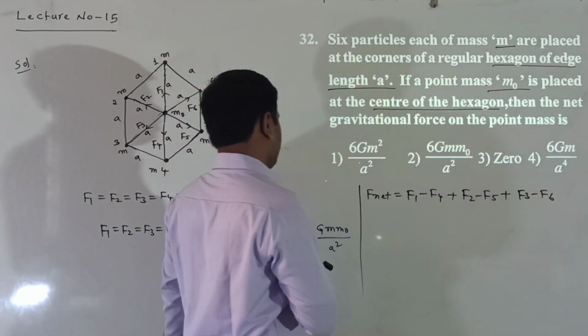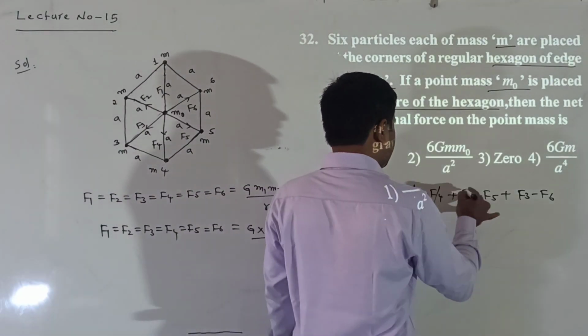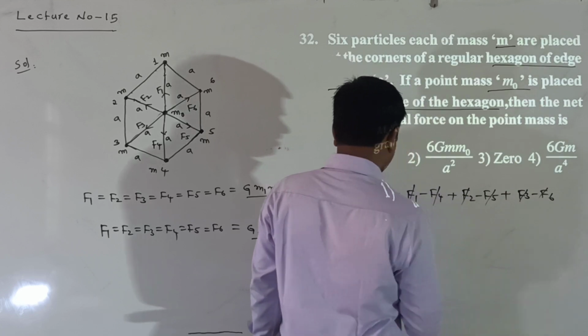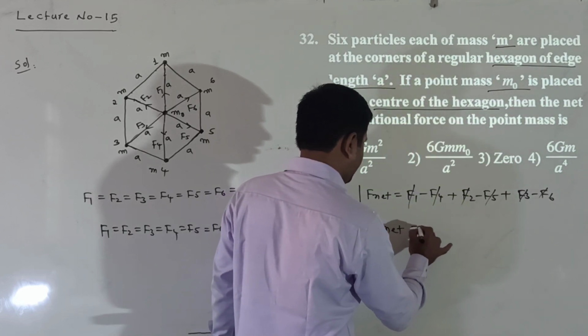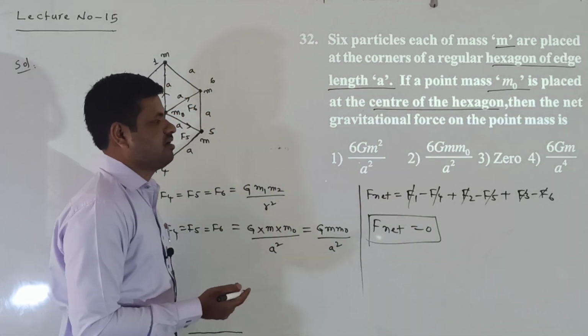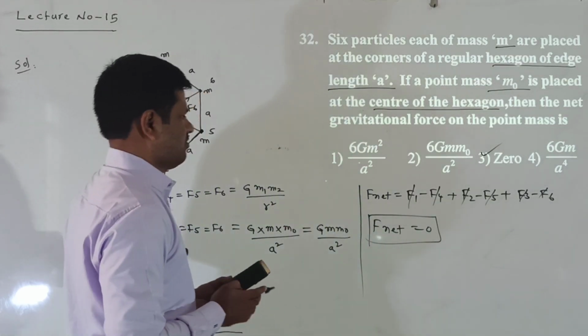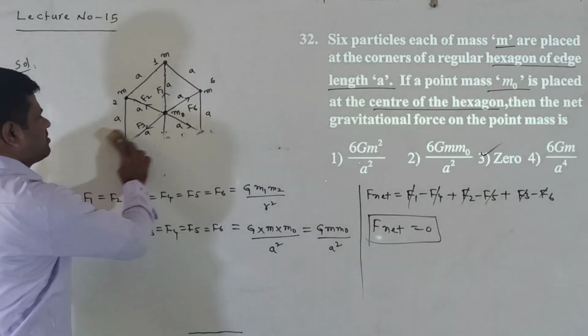But all forces are equal. All forces are equal means they all cancel. Means the final net force is equal to what we are getting here? 0. Means the net force acting on the m0 mass is 0. So which option is correct here? Third option is correct. Okay? Right.